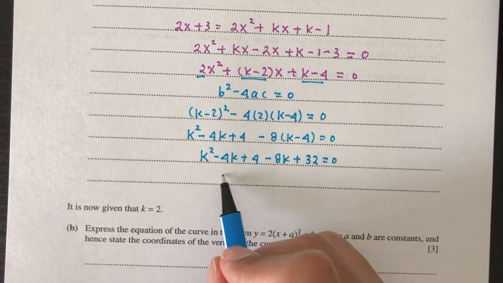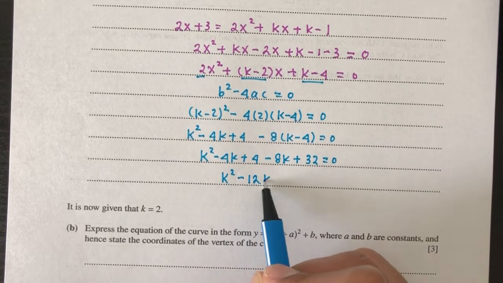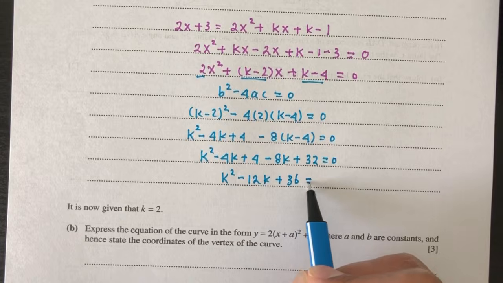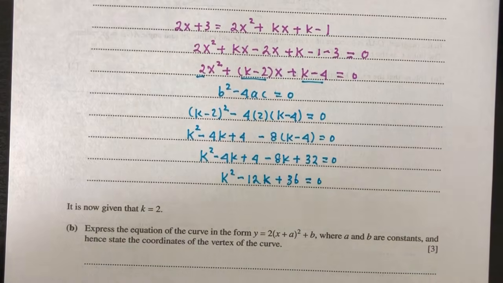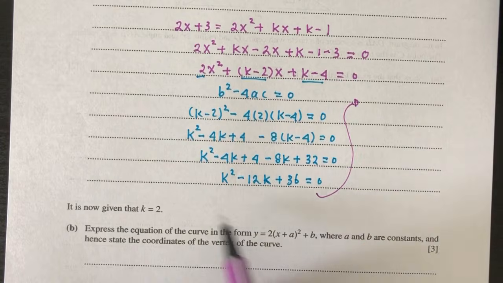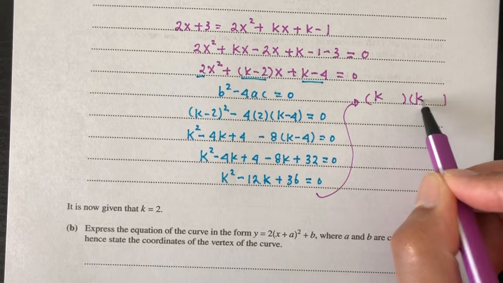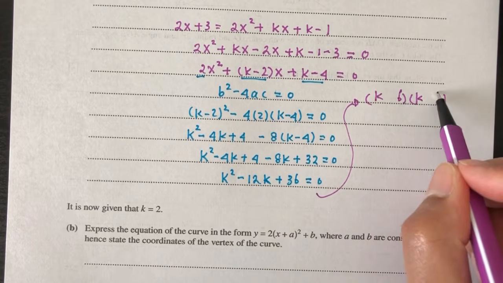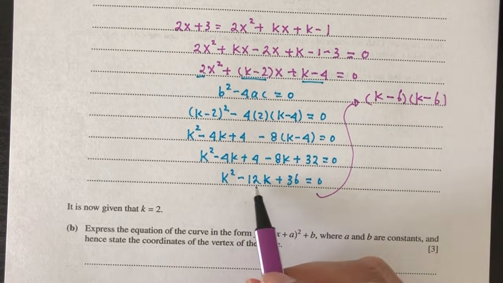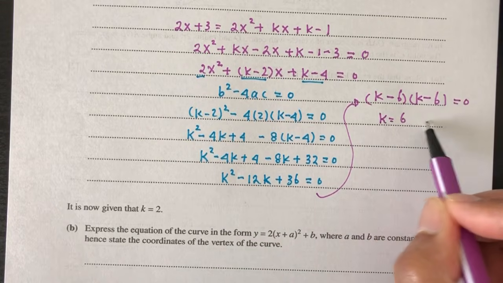Now simplify again, you will have k squared minus 4k minus 8k will be minus 12k plus 36 equal to 0. As you can see, we have a quadratic equation that we have to solve. Let's continue this here. So k squared is just k times k. Now 36 will be 6 times 6. So for us to get minus 12, k will be equal to 6.